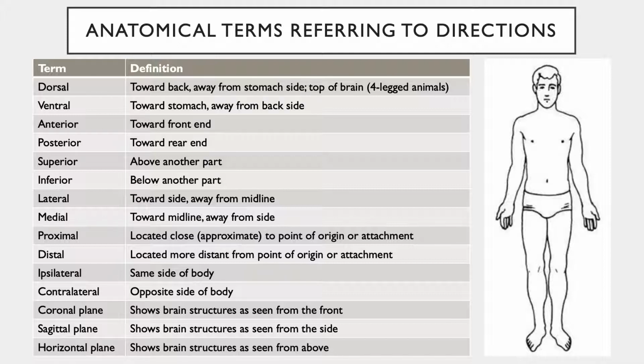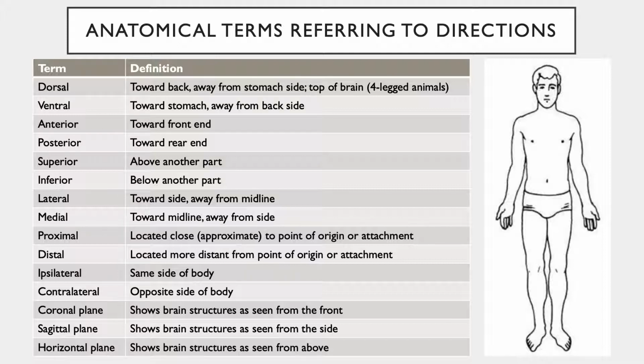The three planes were discussed on the last slide. But to review briefly, the coronal plane shows brain structures as seen from the front. The sagittal plane shows brain structures as seen from the side. And the horizontal plane shows brain structures as seen from above.